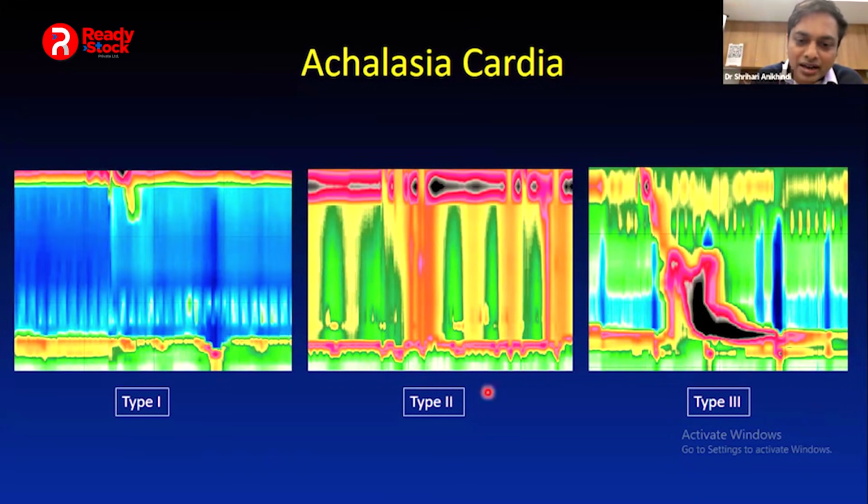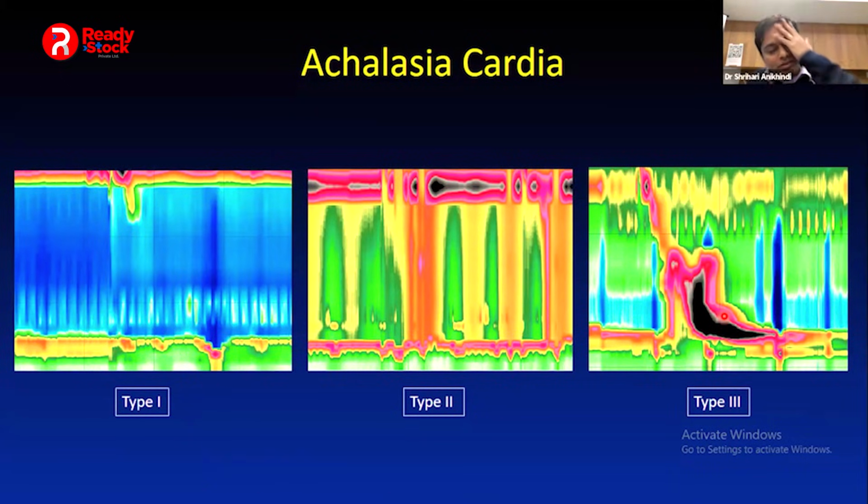Why? Because the LES is not relaxing, the IRP is high, the peristalsis virtually is absent. So when you talk of peristalsis, you're talking of a coordinated pressure wave. A coordinated pressure wave is absent in all these three graphs. Mind you, here also it's a contraction, it's not a peristaltic wave. A peristaltic wave is one which would have all the parameters to be normal. Okay, so this is achalasia cardia.